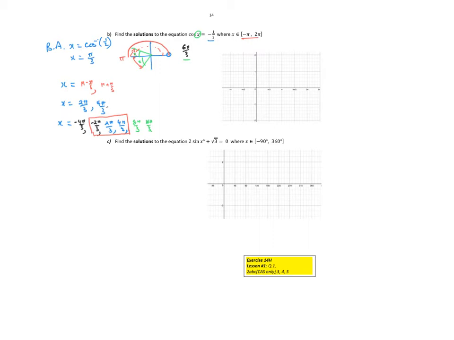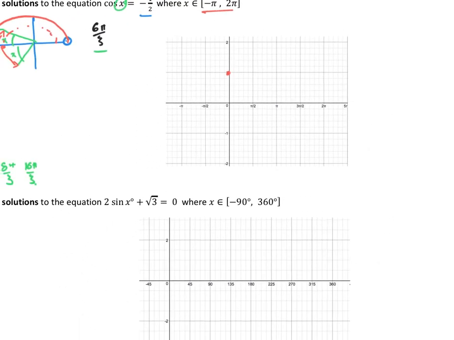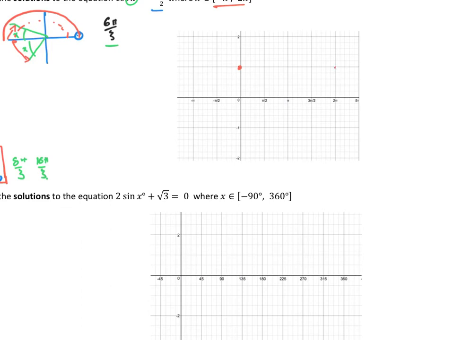If I do a quick graph sketch, again, cosine, period of 2π. Just going to make that a little bit bigger for us. There's 2π there. Halfway mark at π. And I want to know where my graph is equal to -1/2, which looks about there. So I just do a horizontal line there. You can see there, that's where my 3 solutions are.